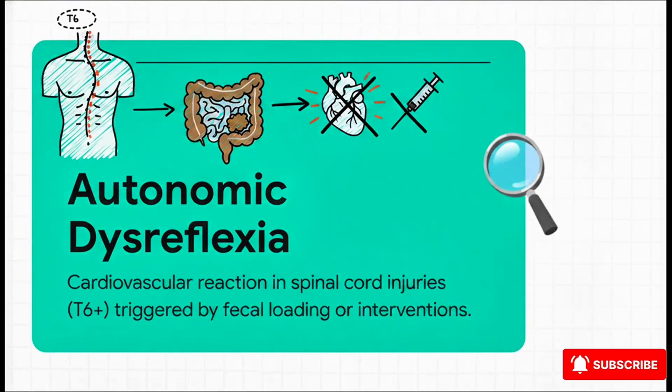And speaking of stopping, there's another major hard stop you need to be aware of: autonomic dysreflexia. If you have a patient with a spinal cord injury at the T6 level or above, fecal loading, and frankly the rectal interventions we use to clear it, can actually trigger a potentially life-threatening cardiovascular reaction. For these specific folks, standard manual interventions are incredibly dangerous and require highly specialized management.